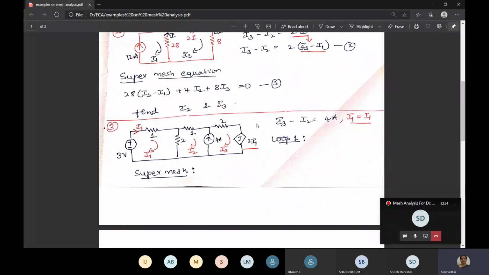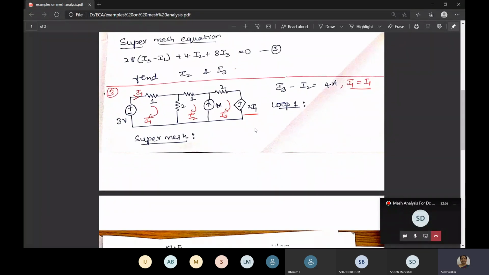Next we'll go with one more example here. Here also there are 3 loops, so 3 currents will be assumed, I1, I2, I3 in the clockwise direction. Next, check whether there are any sources at the border. Do we have any current source in the border? No, we don't. Is that true? No, we have a source here. This is a current dependent voltage source, so it is not a current source.